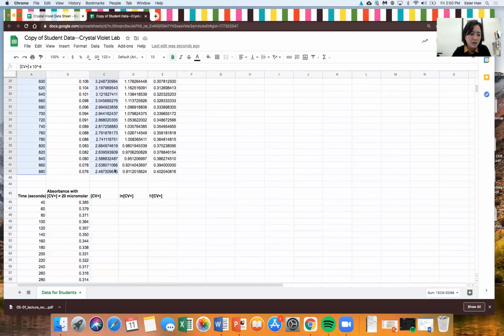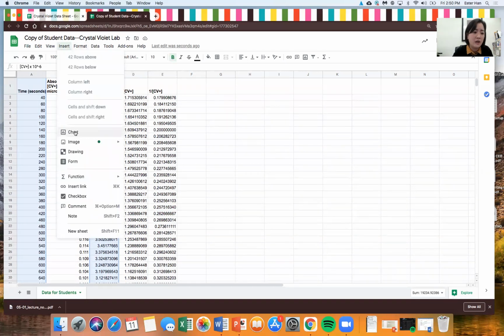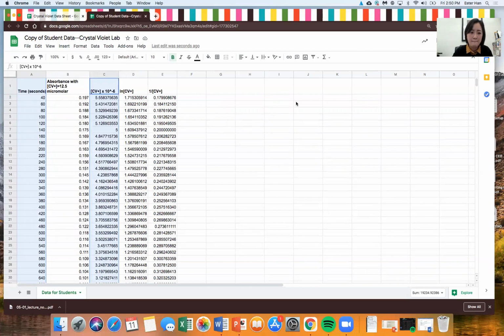And make sure you always, when you graph this, take the label heading, because that's Google Sheets' easiest way for it to understand how to graph or what kind of graph you actually want. The chart.